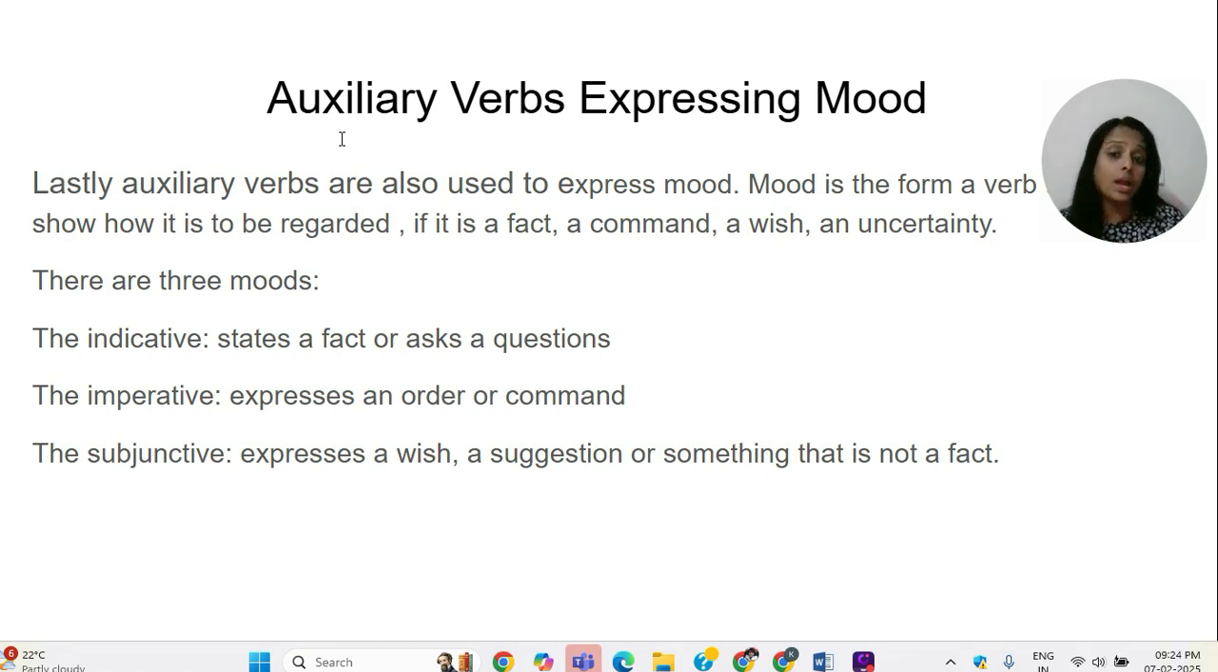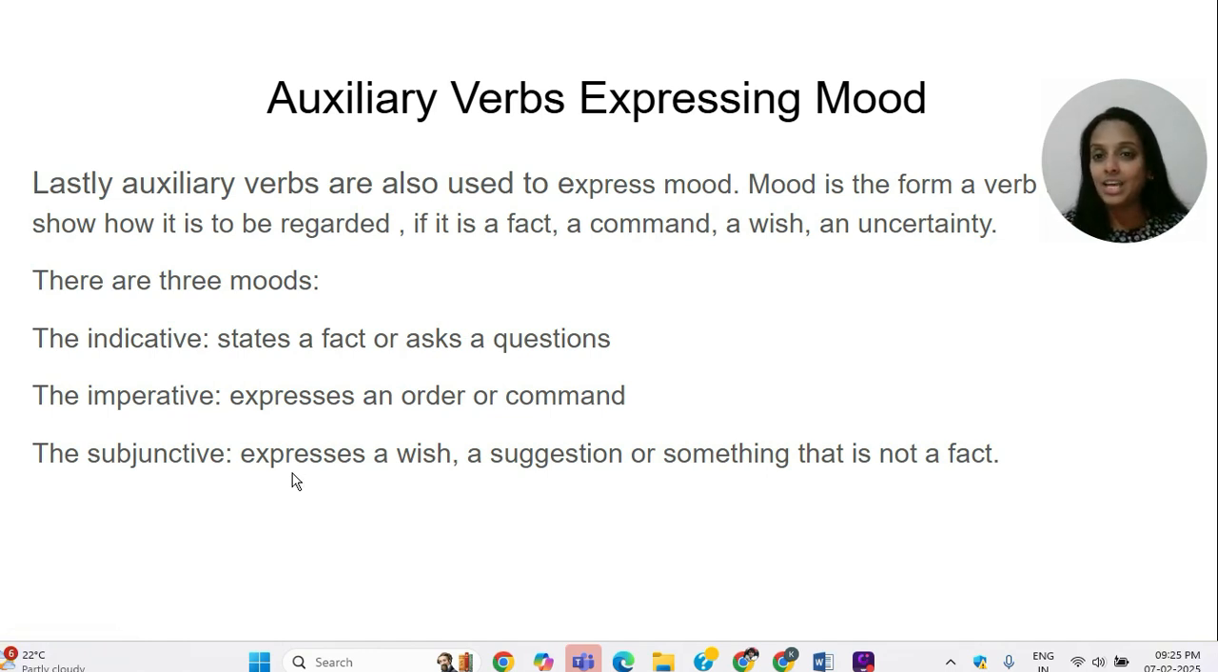So, in the context of grammar, mood is the way verbs express the attitude of the speaker towards a particular action. We have three primary moods we use in English. The first one is indicative. When it comes to indicative, it always states a fact or asks a question. The next one is imperative. Imperative expresses an order or a command. And the third one is subjunctive. This subjunctive mood expresses a wish or a suggestion, or something that is not a fact.